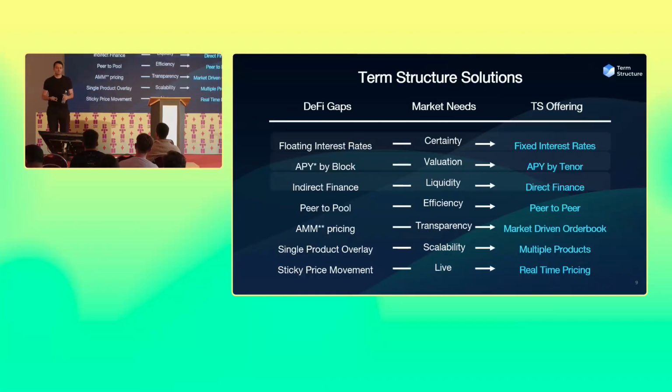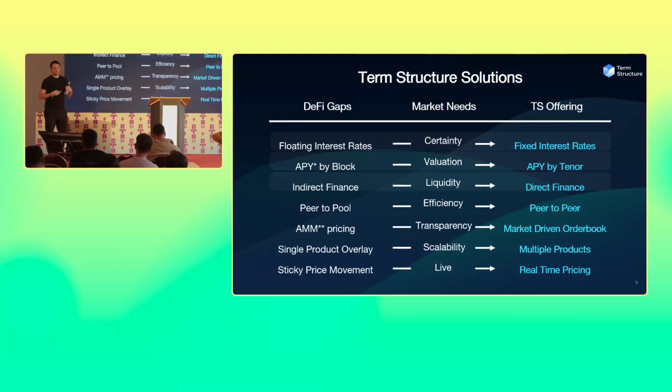When it comes to some gaps and solutions, if you look at DeFi, you have floating interest rates, APY that varies by block. So this block is going to be 5%, the next one is going to be maybe 5.2%. There's no sort of certainty, and the idea is to get to fixed interest rates, APY that varies by tenor. So you're getting 4% for a month, you're getting 5% for 3 months, you're getting 7% for 6 months.